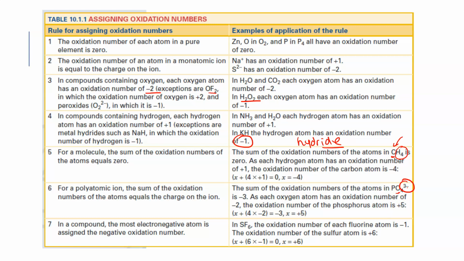For a compound, the most electronegative element is assigned the negative oxidation number. So in this case, where we have SF6, fluorine being our most electronegative element will be negative. So this means that fluorine would be 6 lots of -1. So -6, I need to add 6 to get to 0. So the sulfur will have an oxidation number of +6.